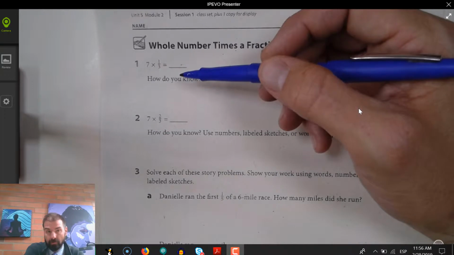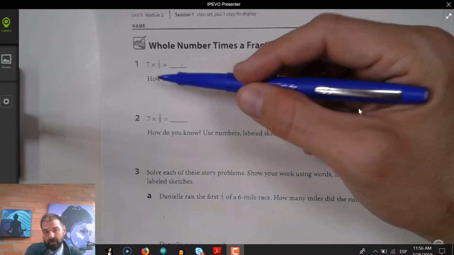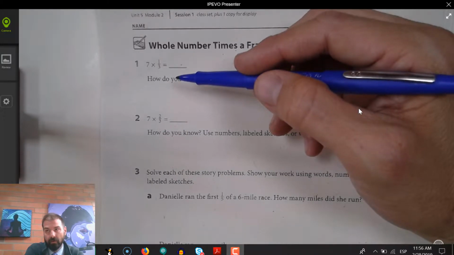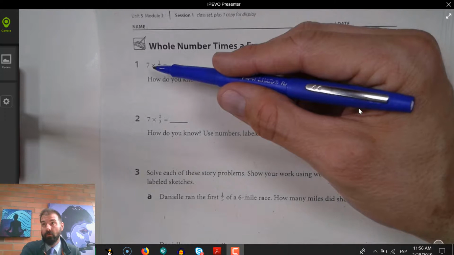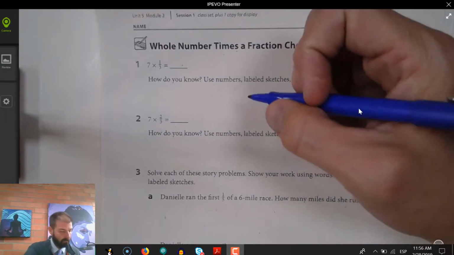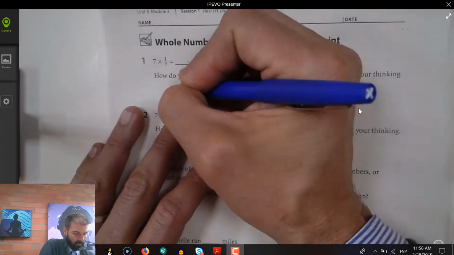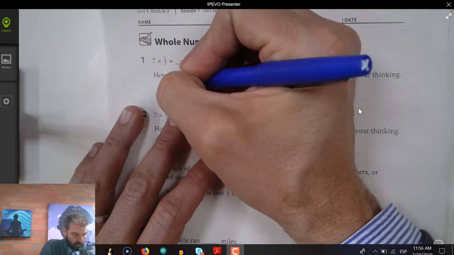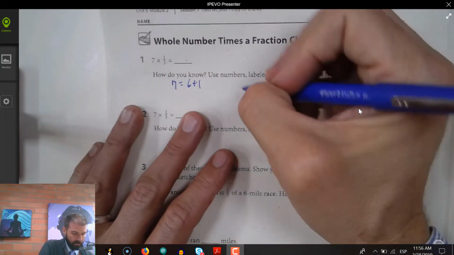I could chunk the number, because if this was 6, 1/3 of 6, I could do that pretty easily. I know that's 2. So I could change this to 6 plus 1. Oh, because I know 1/3 of 1 is 1/3. That would be cool too. So I think I'm going to do that. I think that's easier. So I know that 7 equals 6 plus 1.